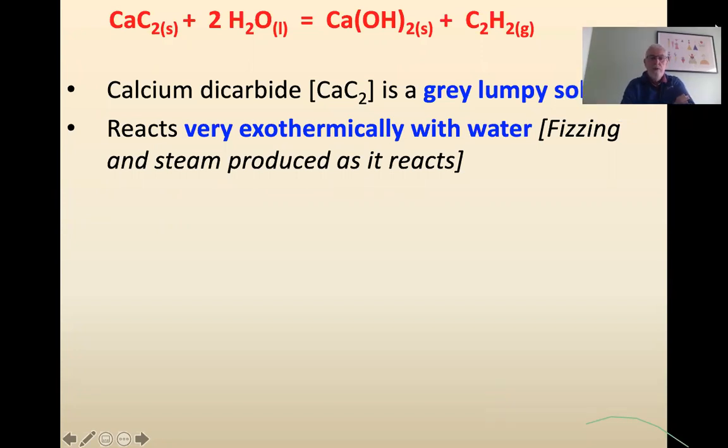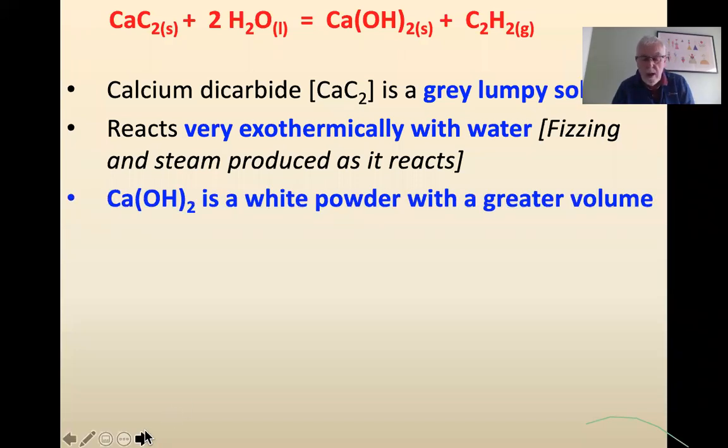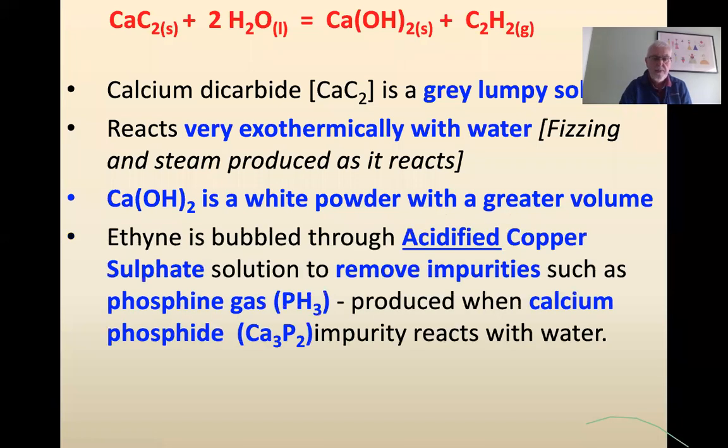So it reacts very exothermically, just like if you drop water onto a hot cooking plate or a hot frying pan, it fizzes and splashes. Well, exactly that happens when you drop the water onto the calcium dicarbide. The calcium hydroxide that's formed here is a solid. It's a white powder and it has a greater volume than the calcium dicarbide has. So that's something else to be noted. You could be asked that.